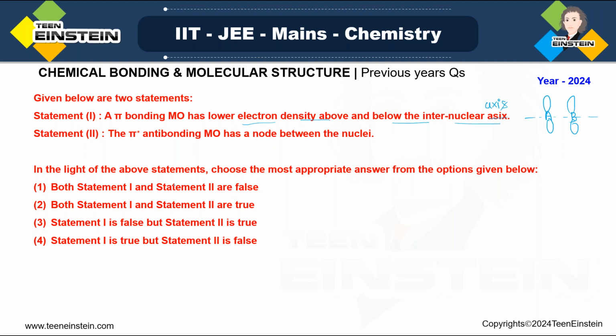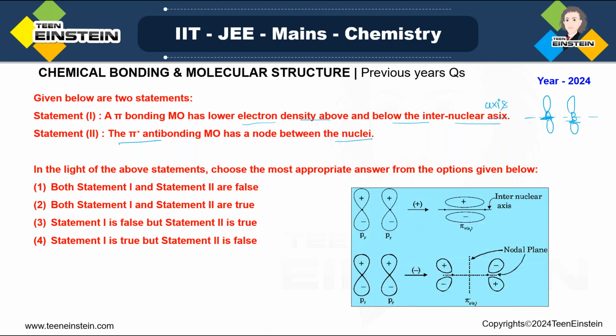Come to the next statement. It is about pi star anti-bonding. The previous one is related to bonding pi, and now it is anti-bonding pi, that is pi star. And this statement is saying that in the pi star anti-bonding MO, there is a node between the nuclei. So this is nuclei 1, this is nuclei number 2. Is there a node between the two nuclei? That is the question. So we have to see a proper picture related to pi bonding and pi star anti-bonding so that we can understand whether these statements are correct or not.